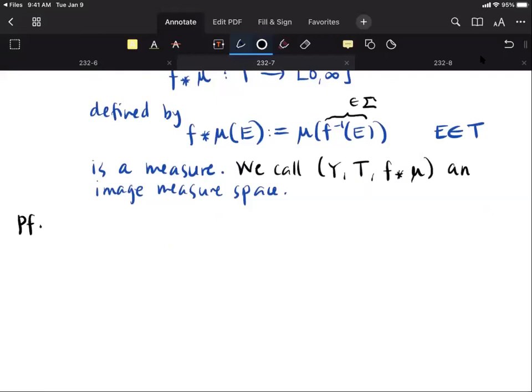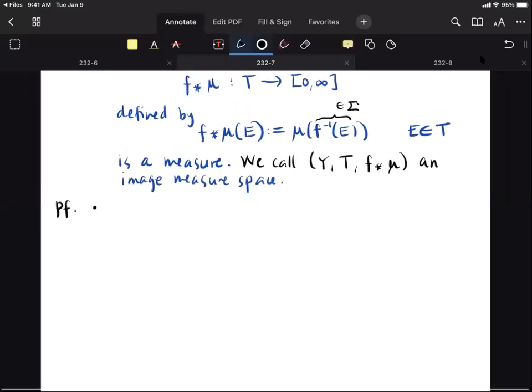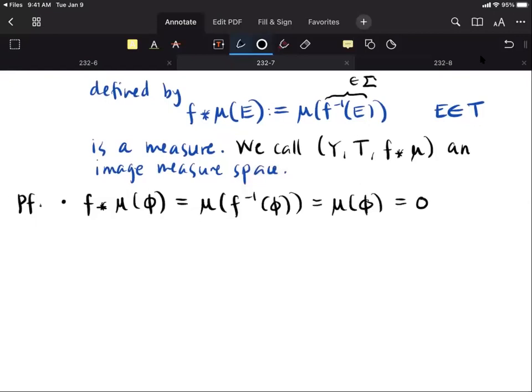Okay, so for the proof, we need to verify two things. Let us take the value of this function at the empty set. By definition this is mu of f inverse of the empty set. The inverse image of the empty set is empty. Since mu is a measure, this is 0.